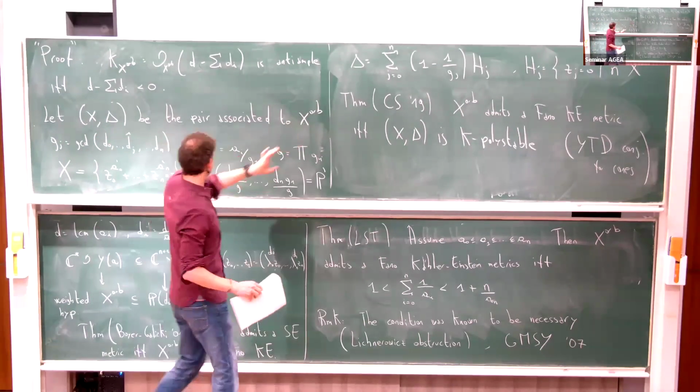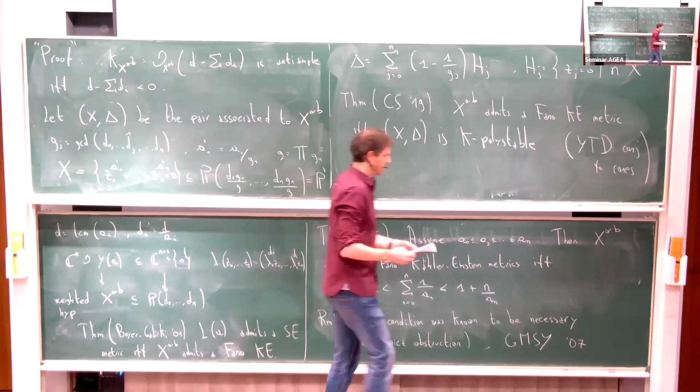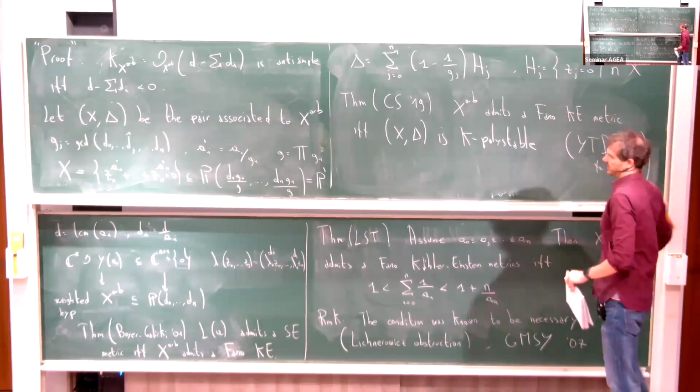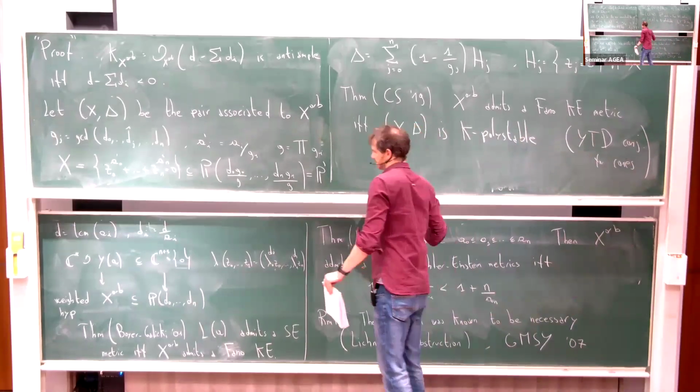Okay, so now how do we prove that our pair is K-polystable?